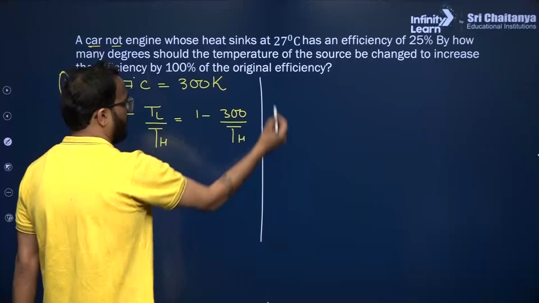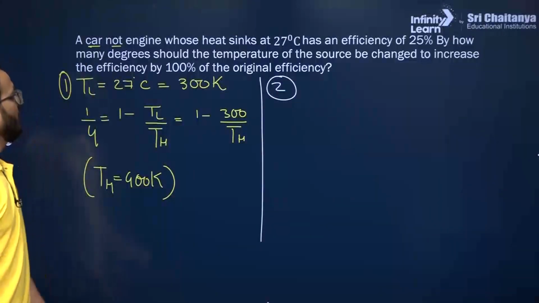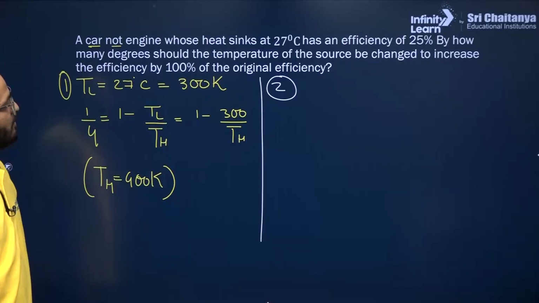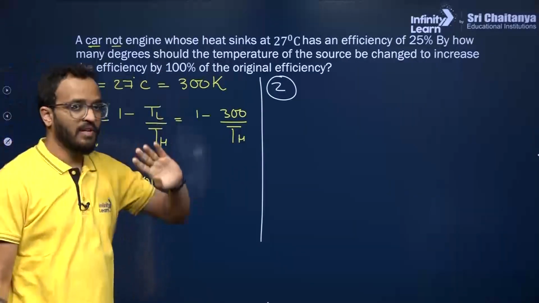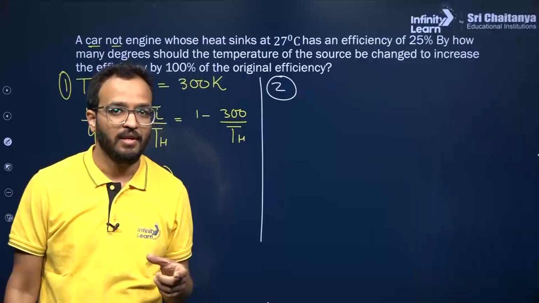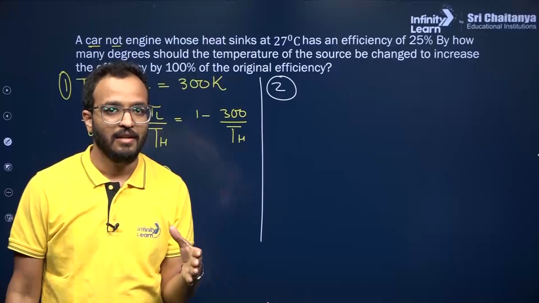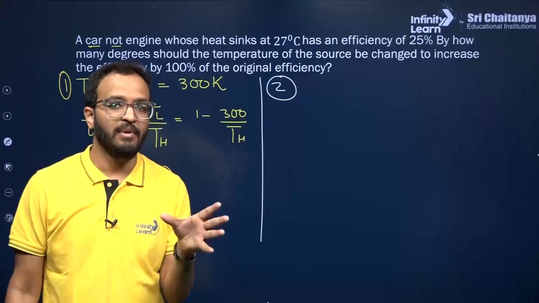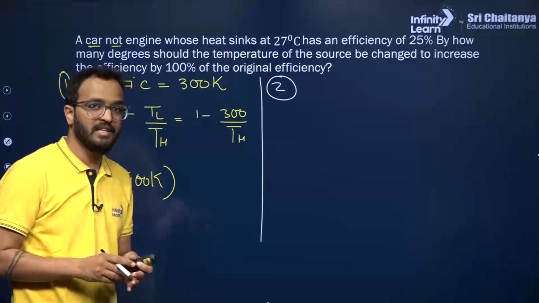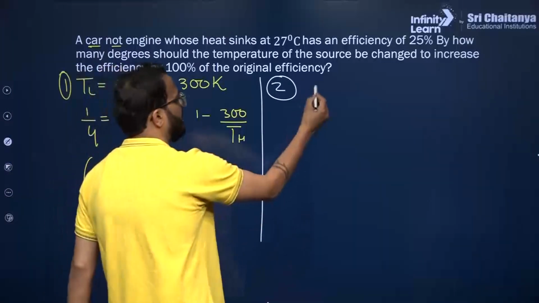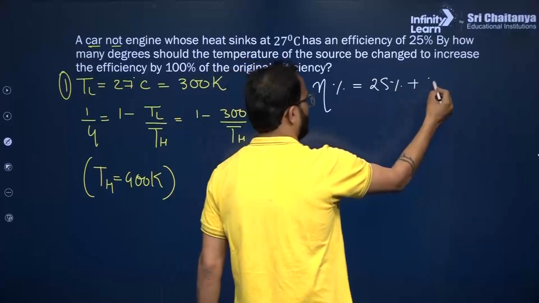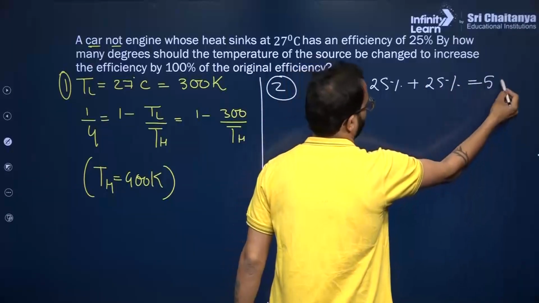Now let's go for step number 2. What they are saying is, by how many degrees should the temperature of the source be changed to increase the efficiency by 100% of the original efficiency. Now we have to increase it by 100%. So what is 100% of 25%? 25% only. 100% of 5 chocolates is 5 chocolates, another 5 chocolates. So it increases by 100% of its original value. That means the new efficiency in percentage is 25% plus 25%, so it is 50%.